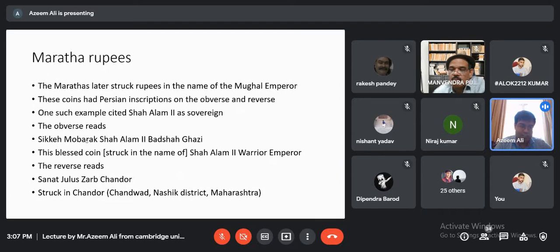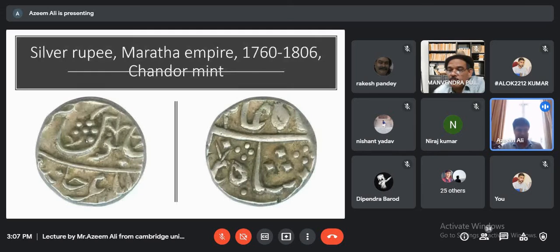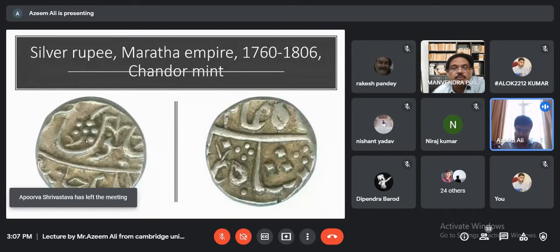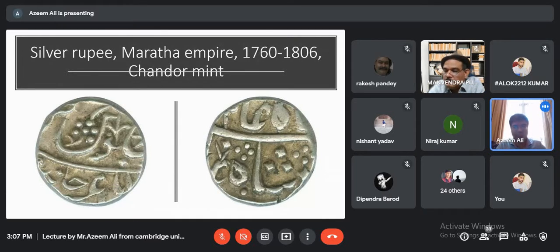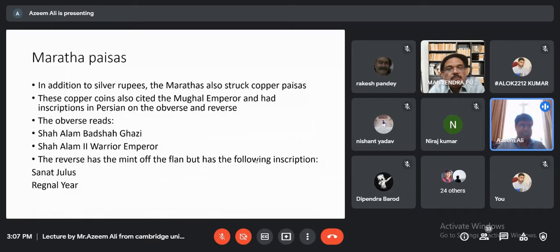And the reverse reads Sanat Julus Zab Chandor, which means struck in Chandor, which is now Chandwad in Nashik district in Maharashtra. And here's one of the rupees, very similar to Mughal rupees struck at the time, so very much following the type. You see Shah Alam here.